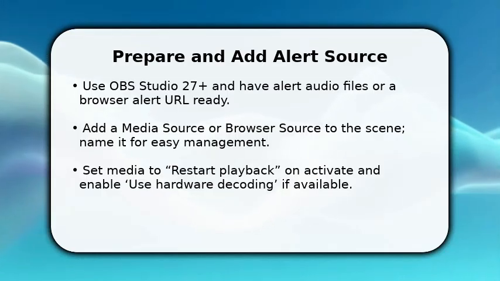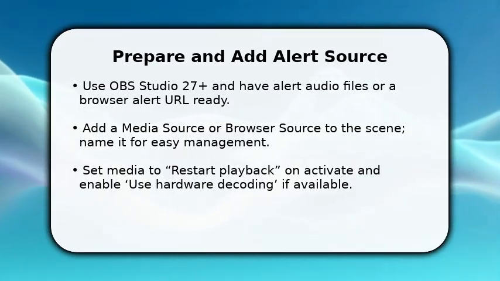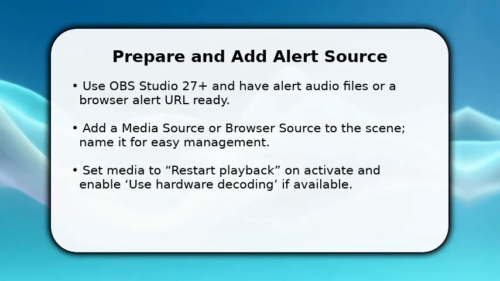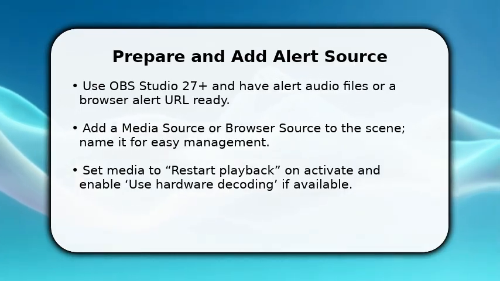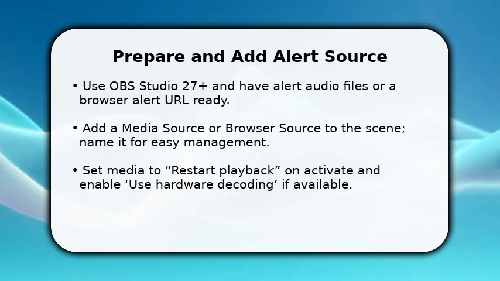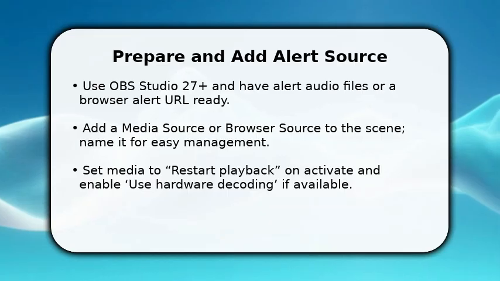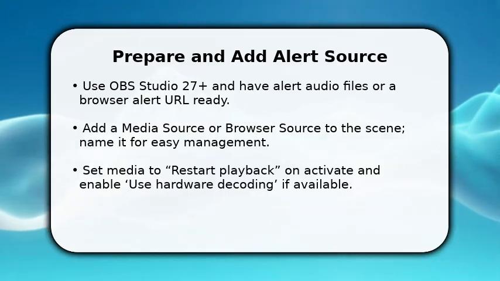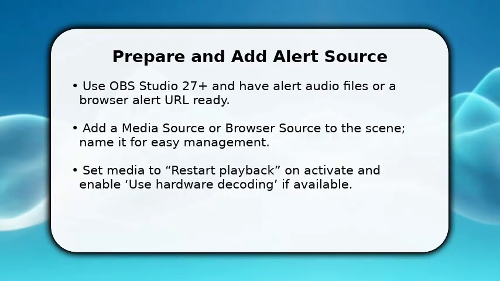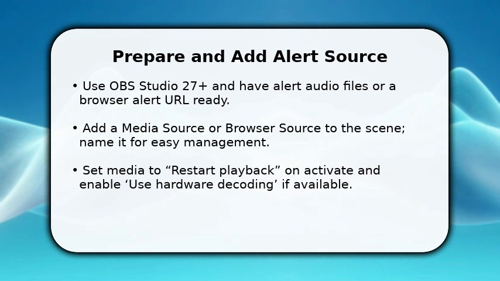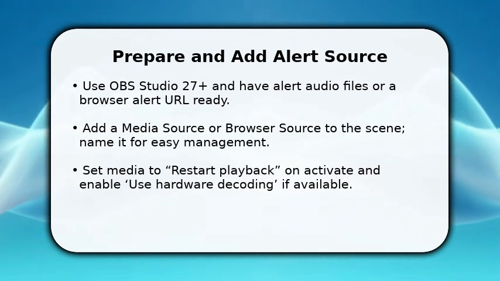You begin by gathering your alert audio files or a browser alert URL and opening OBS Studio. Once done, add a new media source for local files or a browser source for web alerts so OBS can play them. You'll name the source clearly, then configure playback to restart on activate. This ensures the alert always plays fresh. Make sure the source is placed above overlays and not muted in the mixer, because correct routing guarantees the alert reaches the stream and your monitor.